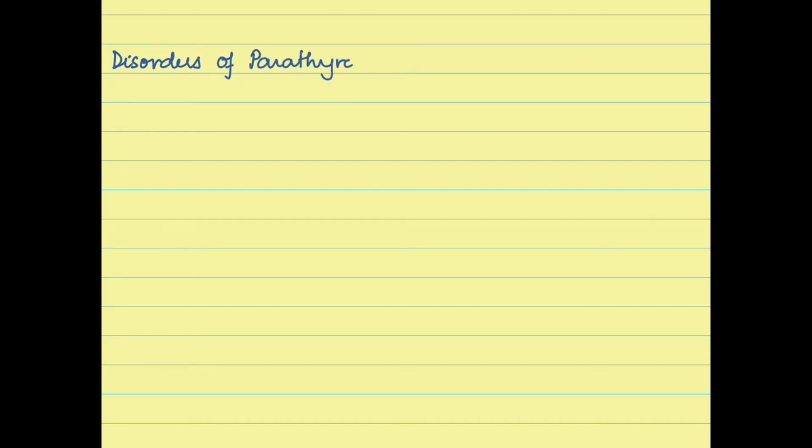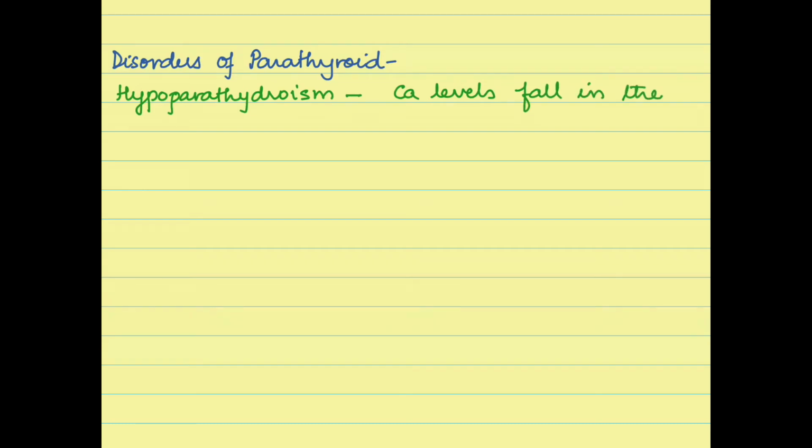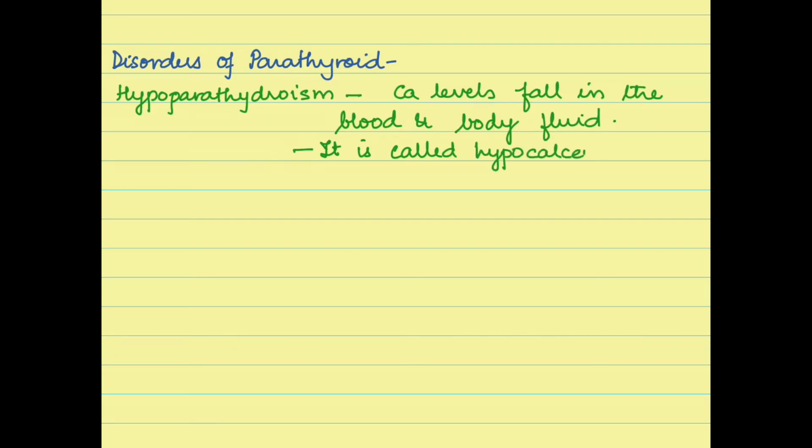Now let's come to the disorders of the parathyroid. So here we begin with hypoparathyroidism. Now hypoparathyroidism, as you all know, hypo means less amount of parathormone. So when there is less amount of parathormone, the calcium levels will fall in the blood and in the body fluid. Now this hormone is responsible for maintaining the blood calcium levels. So obviously when the hormone is less, the calcium level is going to fall.